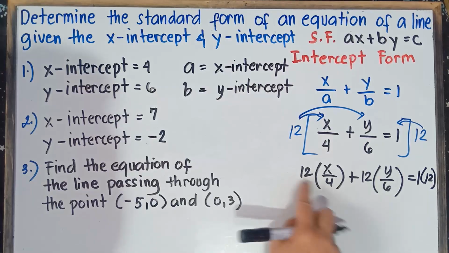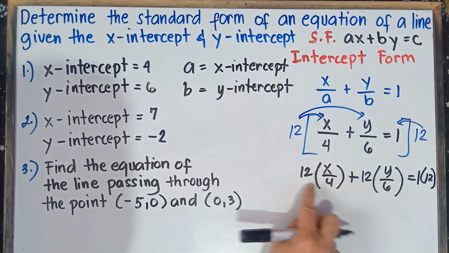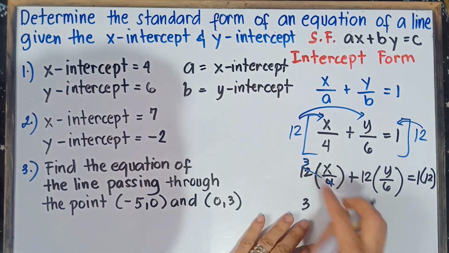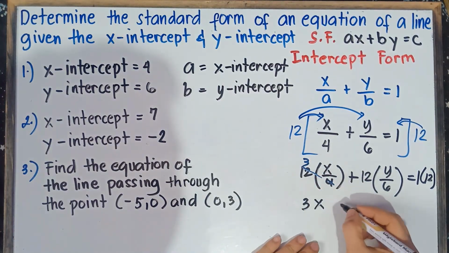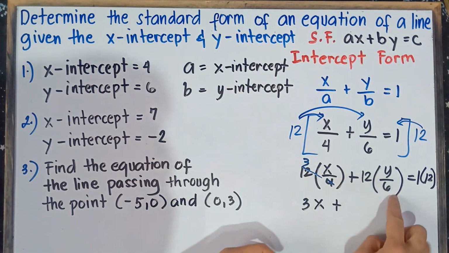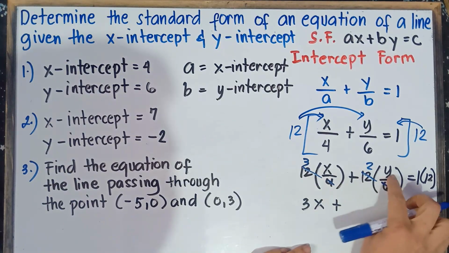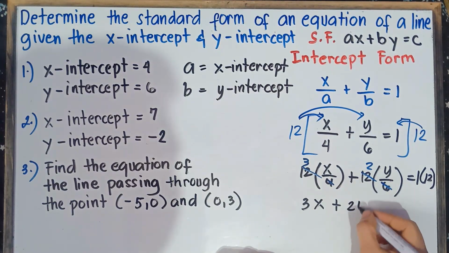Alright, and then can we divide 12 by 4? Yup, 12 divided by 4, what's the answer, class? That's correct. That would be 3. So this is 3. Simply copy x. So 3 times x, that would be 3x. Copy plus sign. And then 12 divided by 6, that would be 2. And then multiplied by y, that would be 2y.